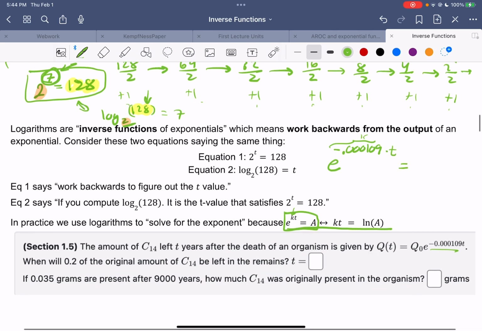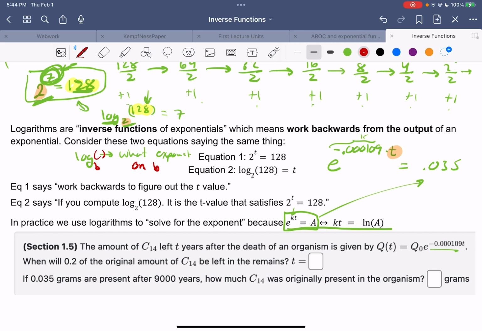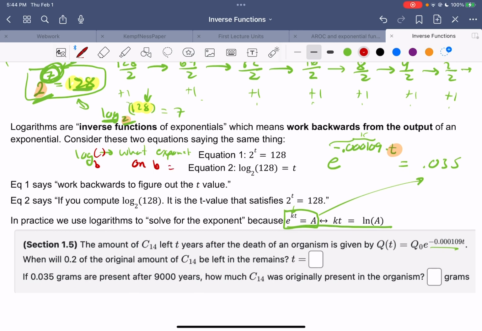So if I was looking at something like this, then maybe over here is a 0.35. Okay, fine, but that's playing the role of a. And we're going to want to solve for t. We're trying to solve for an exponent, and that's when logarithms are useful. That's exactly when we use them. What exponent on 2 gives me this number? Log is like saying, what exponent on b, if there was a base b, equals the something in there.